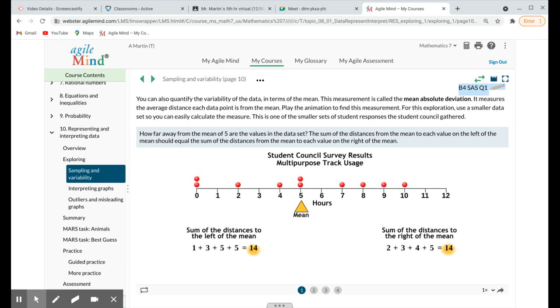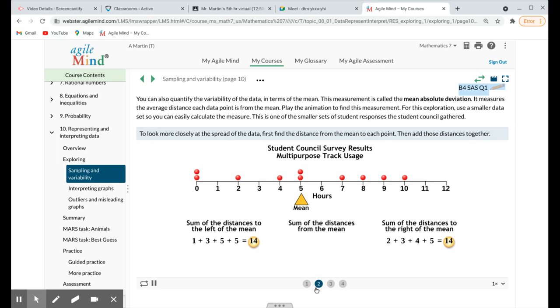mean absolute deviation, because what we're trying to do is look at the distance that the data is away from the mean. And that's actually what the mean absolute deviation is. It measures the average distance each data point is from the mean. So we're going to look at page 2, or slide 2, of page 10.